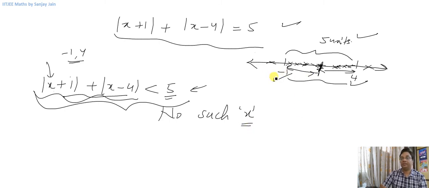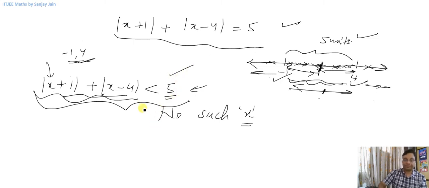You can visualize it on this number line: for any number between -1 and 4, the sum of distances from -1 and 4 will be 5. For any number beyond 4 or below -1, the distance will become greater than 5. So there is no solution for this inequation.